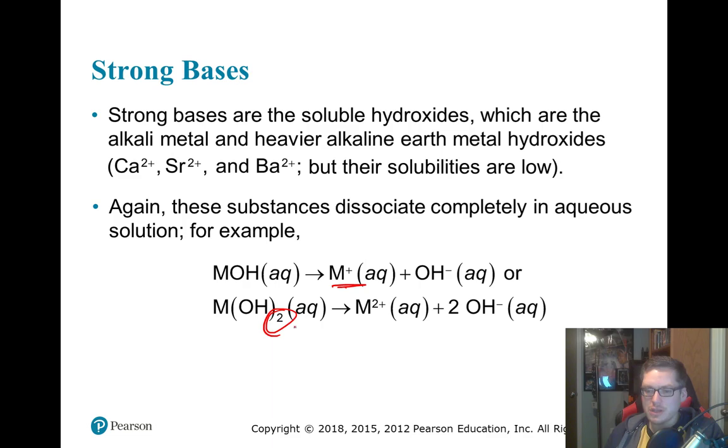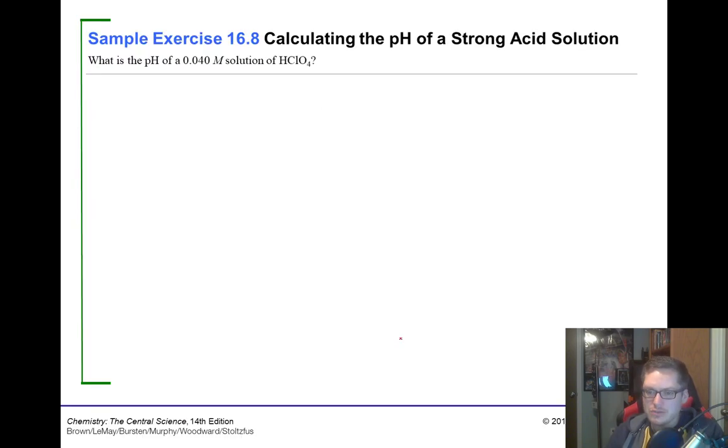Watch out for this one. Calcium, strontium, and barium hydroxide have 2 hydroxides, so they're going to form 2 hydroxides each time because they'll dissociate completely into their respective hydroxides.